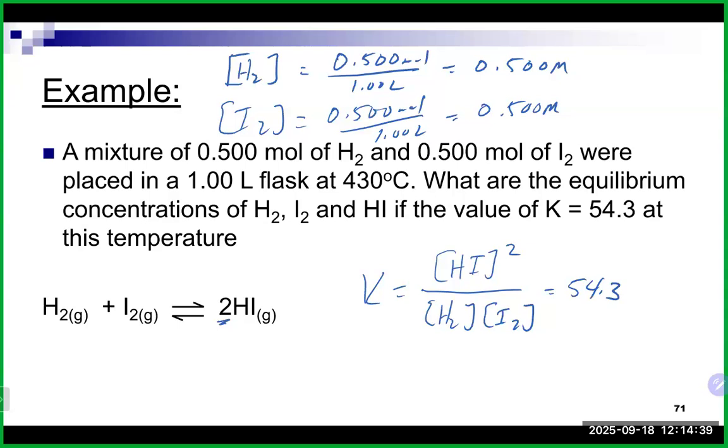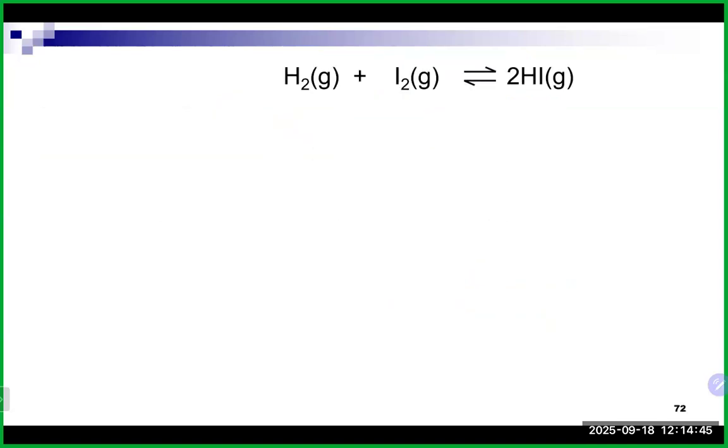All right, so we're going to do an ICE table, and I'm just going to flip the page here so I've got a little more room to write on. Initially, we have 0.5, we've got 0.5. And again, nothing was mentioned about our products, so we could assume that it is 0.